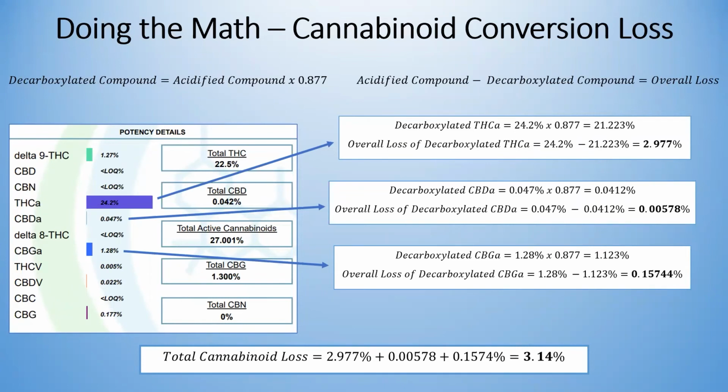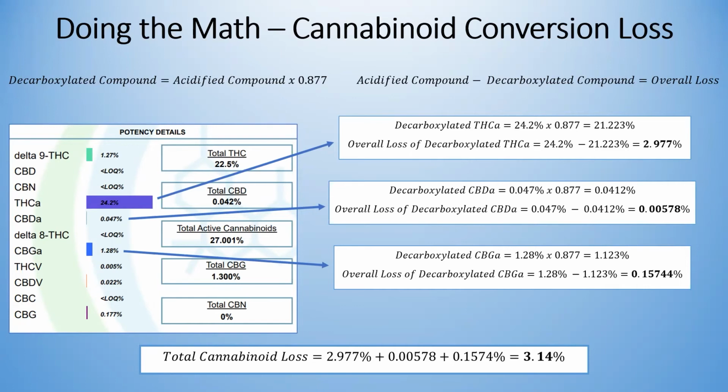To better visualize why the loss on drying is inaccurate and why the vacuum desiccation method for moisture is much more realistic for cannabis flower, we need to measure the total weight loss that occurs when the cannabinoids are converted. So we know that the loss that occurs as a result of decarboxylation is about 13%. Therefore, when you're doing calculations to determine the total cannabinoid loss as a result of decarboxylation, we're multiplying the concentration of the acidified compound by 0.877 to obtain the final value for the decarboxylated compound.